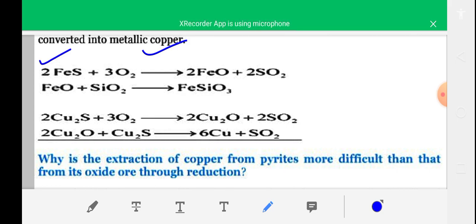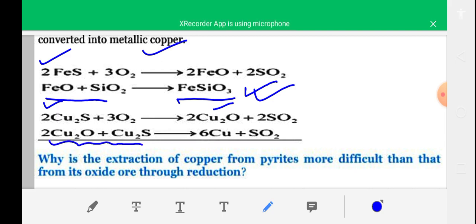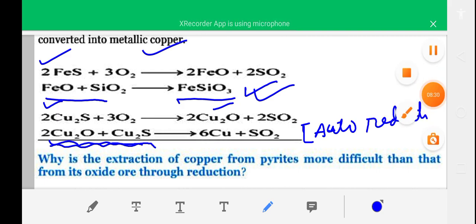The reactions are also given: formation of slag, FeO plus silica react together to form slag, FeSiO3. And during this process copper sulfide will react with oxygen. During roasting it will be converted into copper oxide, and the copper oxide will reduce the remaining copper sulfide. This is auto reduction, or self reduction.